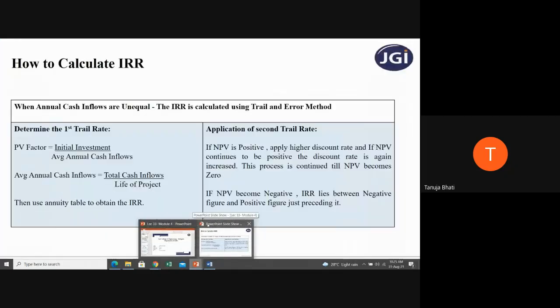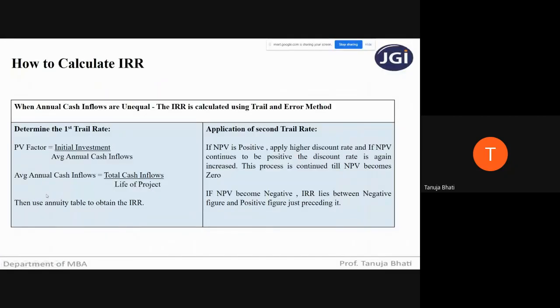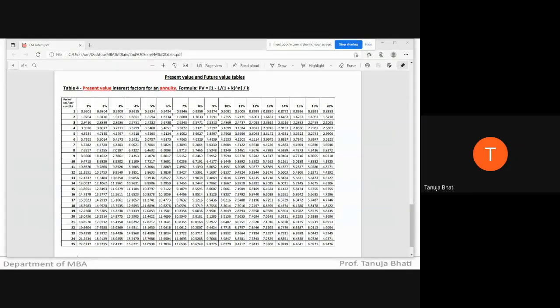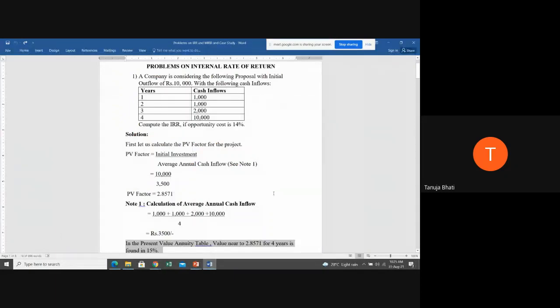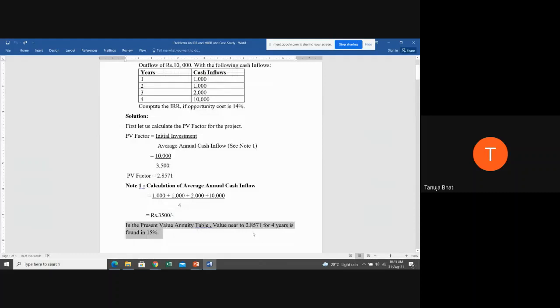It lies between two. Now here, when cash flows are unequal, first you have to obtain the IRR, which can be a nearest number. So 15%, and you're correct, it is lying between 15 and 16%, but this is 2.85, and at 15% also we got 2.85. In the present value annuity table, the value near to 2.8571 for 4 years is found at 15%.